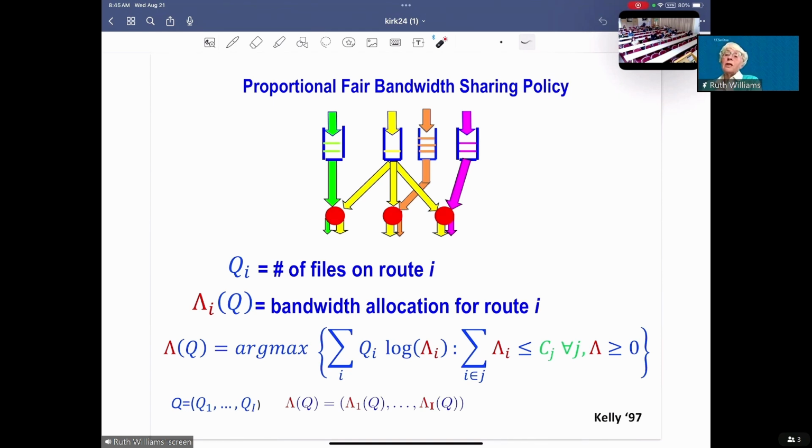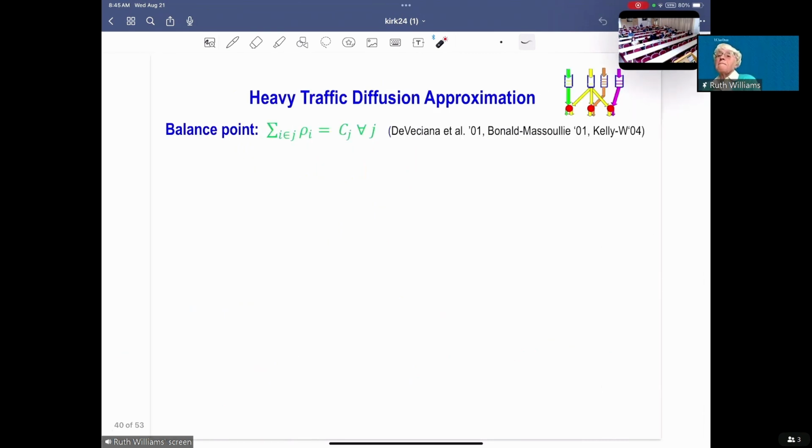So now the question is, how does the queue length process behave when this network operates like this? And in fact, the first question is, what's the balance point? When is this network underloaded? When is it overloaded? This was settled relatively quickly after the model was introduced.